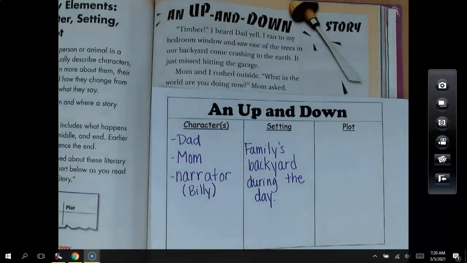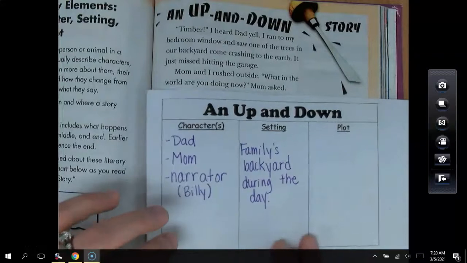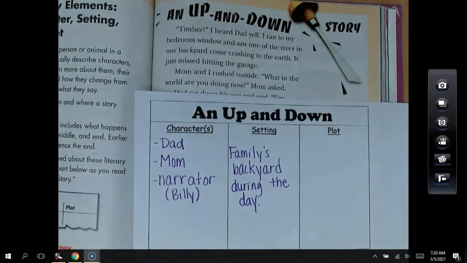All right, boys and girls, now we have the plot. Remember, the plot means the story that includes what happens at the beginning, the middle, and the end. When you read a story, it's important to recall what happened at the beginning, what happened in the middle, and then finally what happened at the end. If you do that in sequence, your comprehension of the story will be much easier.